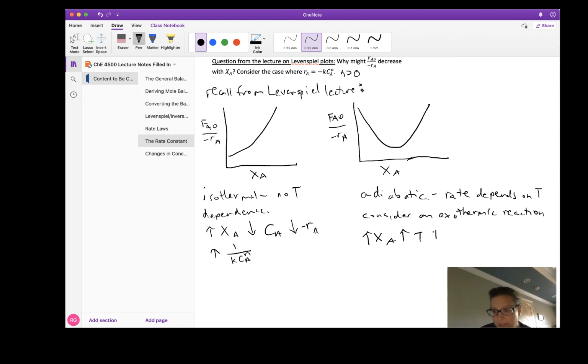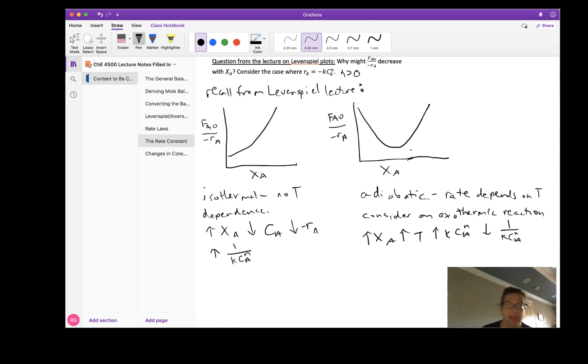So this is going to increase the rate because it's going to increase the rate constant. Therefore, 1 divided by the rate is going to decrease. So that's what you see when the conversion is low. As the conversion increases, the temperature is going up. That means the rate is going up, and that means 1 divided by the rate is going down.